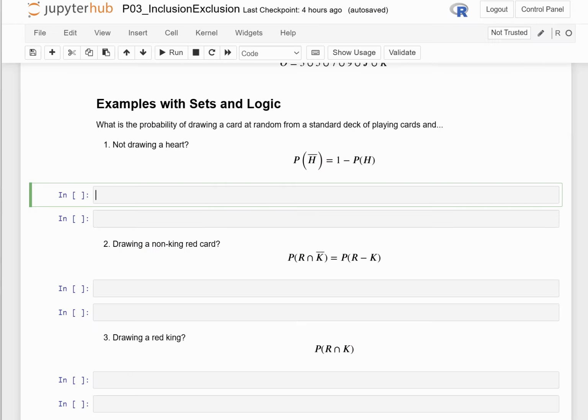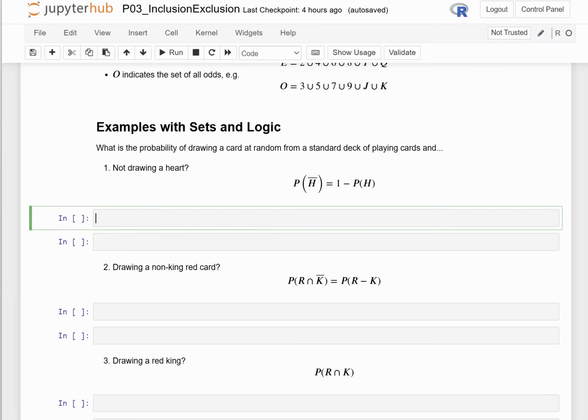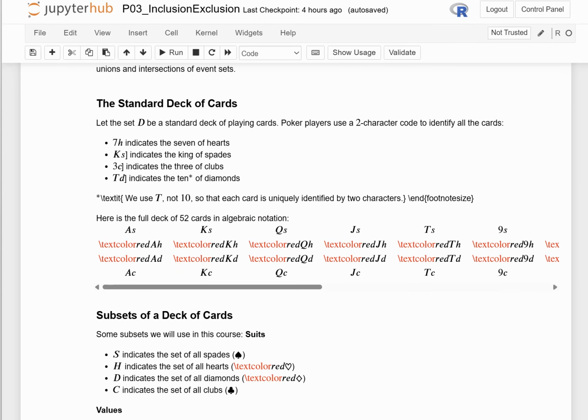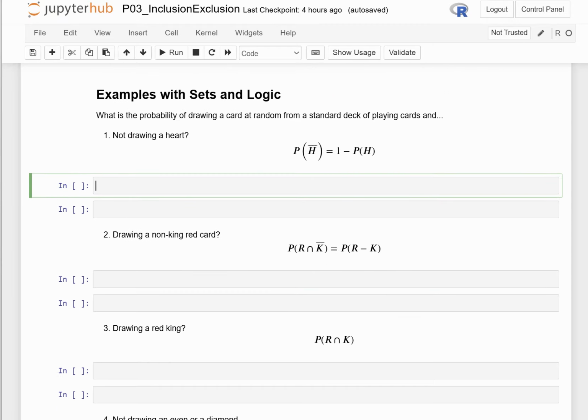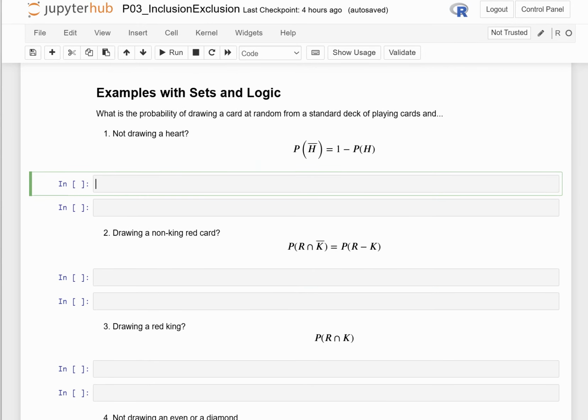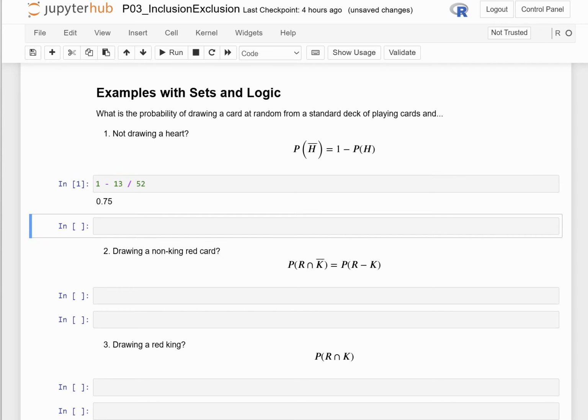And if you're following along, we can jump right over here. There's some work I need to do, hopefully, to fix this up. But in our notebook, in the UNG Data Hub, we can do this: 1 minus 13 divided by 52 and have the right answer of 3/4, of course.